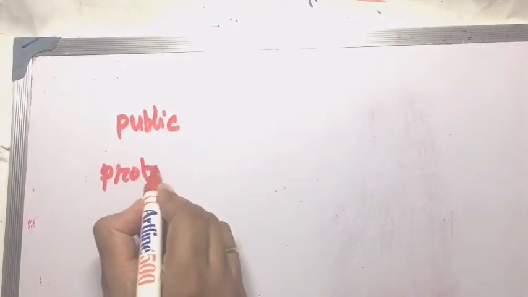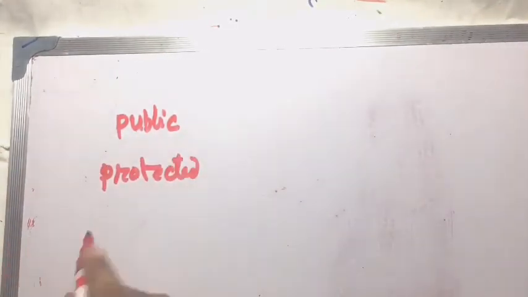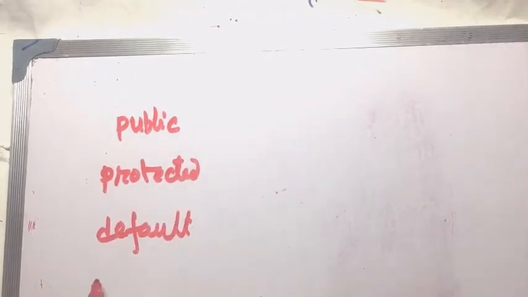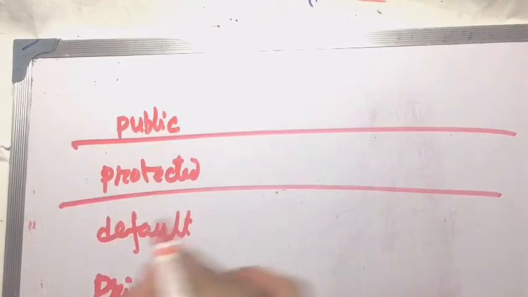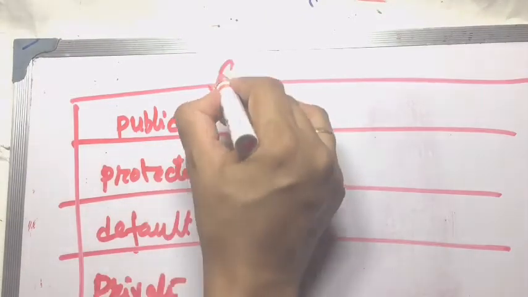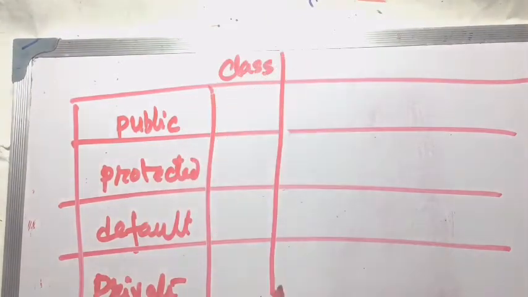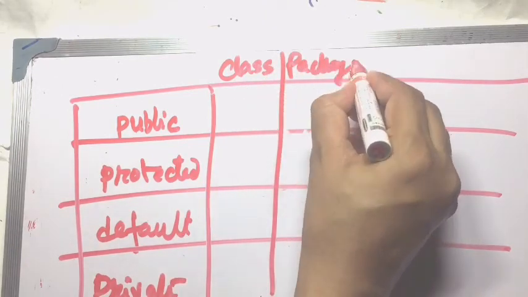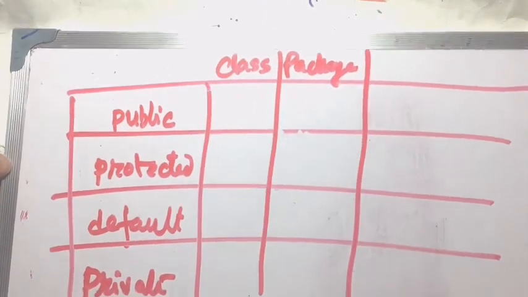Space protected. Second one is protected. Third one is default, and the fourth one is private. This is the row of access modifier. Then the information: number one is class, number two is package. These are the access table.